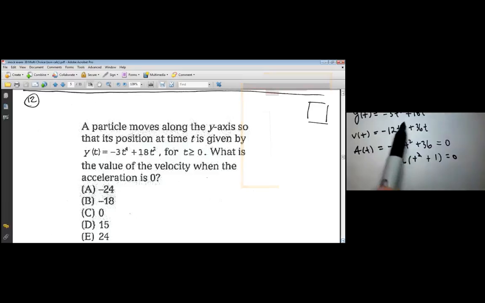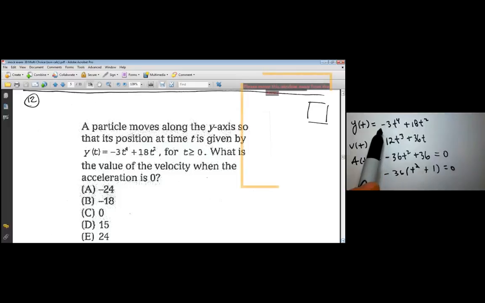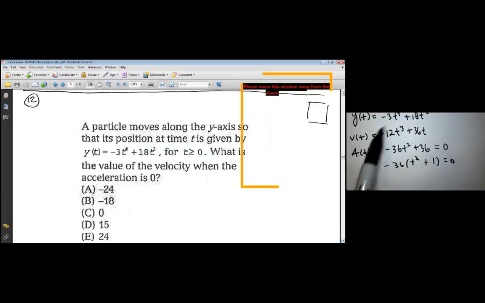What am I doing wrong here, guys? Hold on. If I got it copied right, anytime something crashes on you, always check that we got it copied right. Negative 3 t to the 4th plus 18 t squared. Okay. That would make this negative 12 t to the 3rd plus 36 t. That would make this negative 36 t squared plus 36. Okay, our math's good.